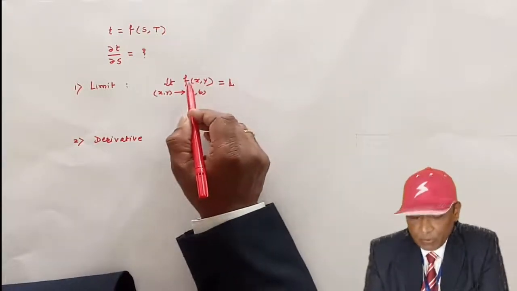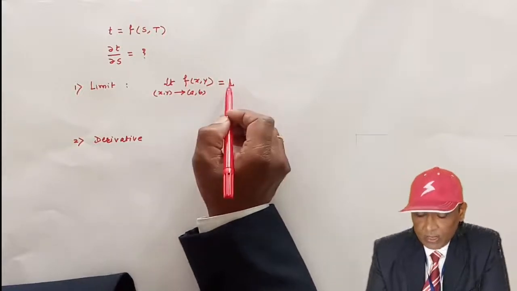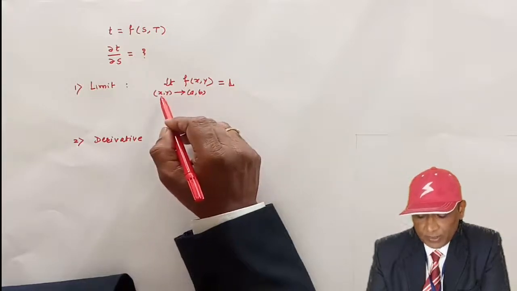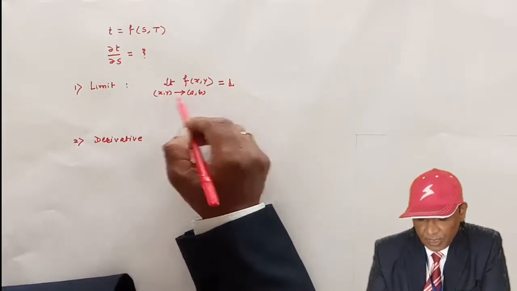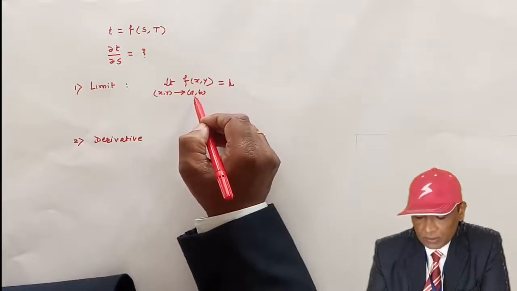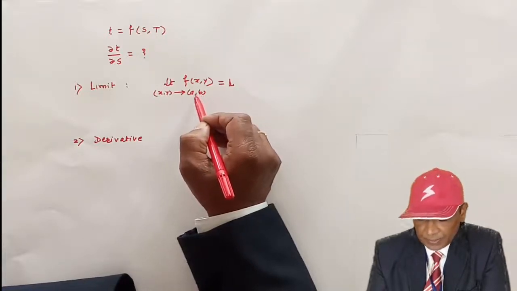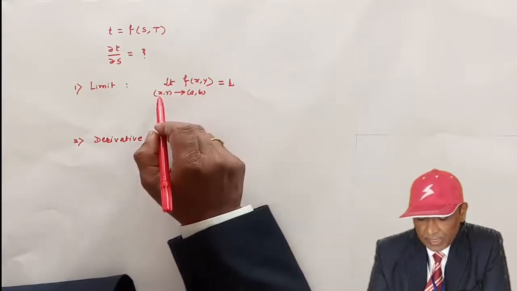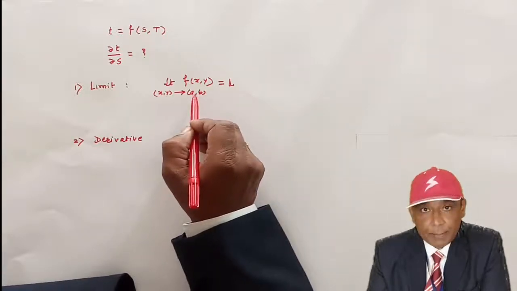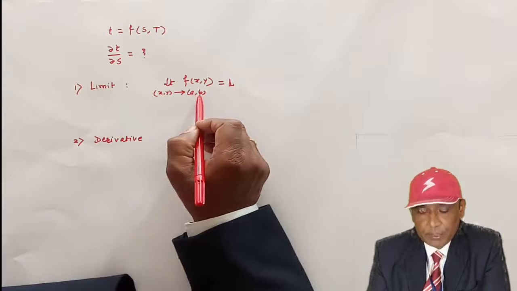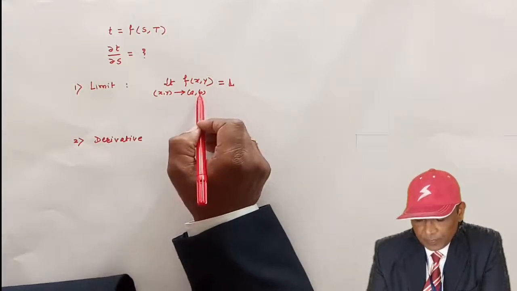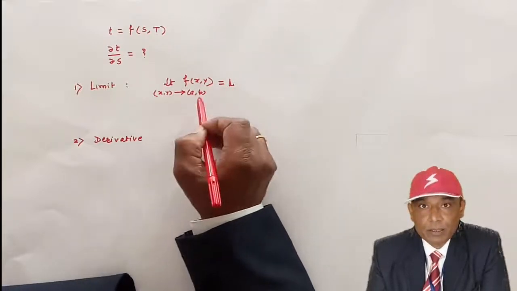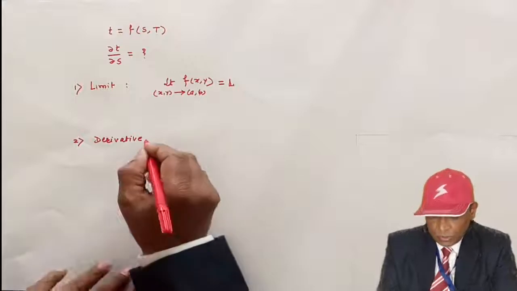It is the limit of this function f of x, y, which is equal to L when this (x, y) tends to (a, b). (x, y) is in general a point in the xy frame, and (a, b) are the coordinates of a point. This represents a single point which is a constant point, a fixed point in the xy frame, and this (x, y) approaches (a, b). When this approaches (a, b), the value of the function is L. This is what is called the limit.